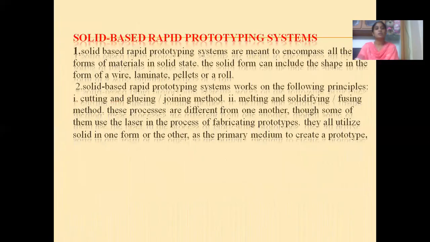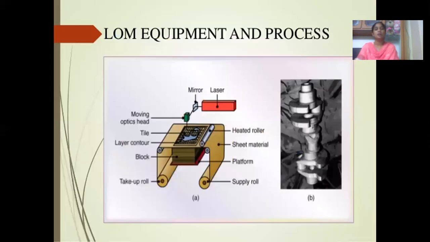Okay, these are the LOM equipment and also the process in the manufacturing systems. Take up roll, block, layer counter, tilt, moving optics head, mirror, laser, heated roll, sheet metal, platform, and also the supply roll. And this is the output generated through the systems.